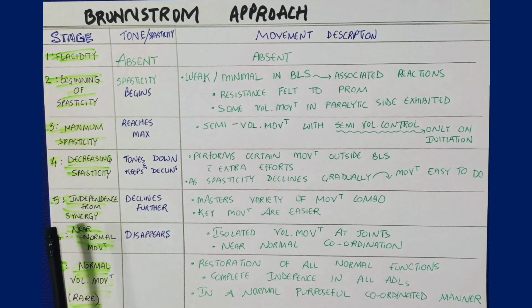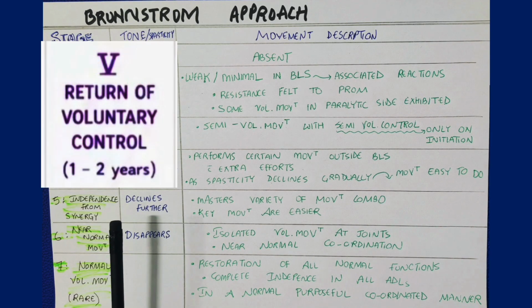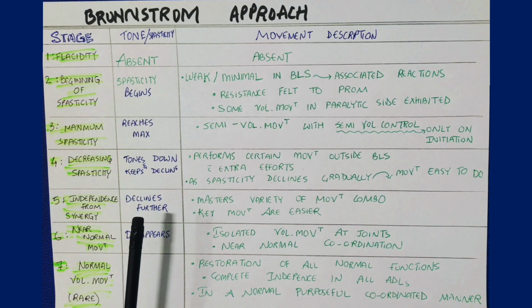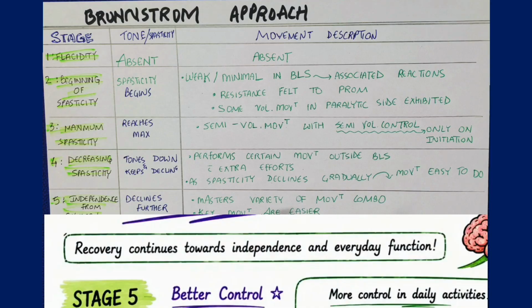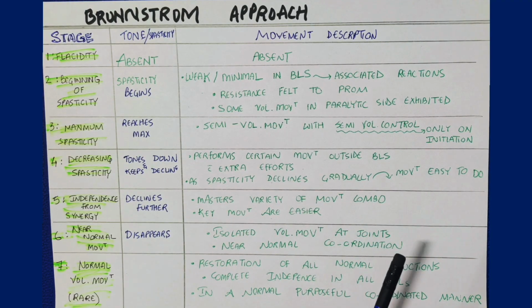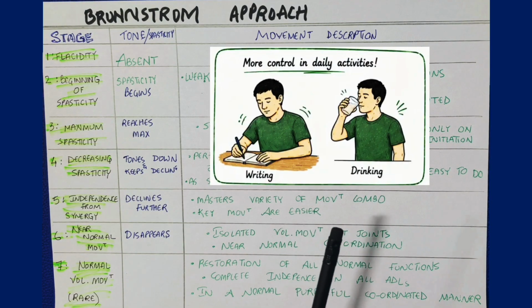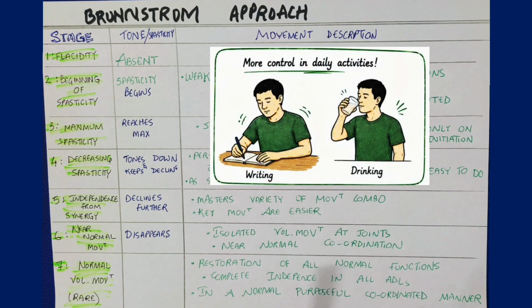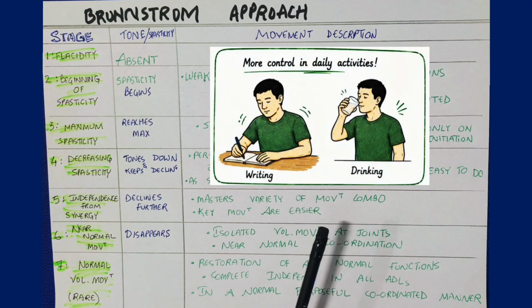Stage 5, independence from synergy. That is, the spasticity further declines and better control and coordination is now being achieved. Therefore, now the patient can master a variety of movement combinations and is no longer confined to only basic limb synergy, and makes key movements very easy. That is, more complex and selective movements are now possible.